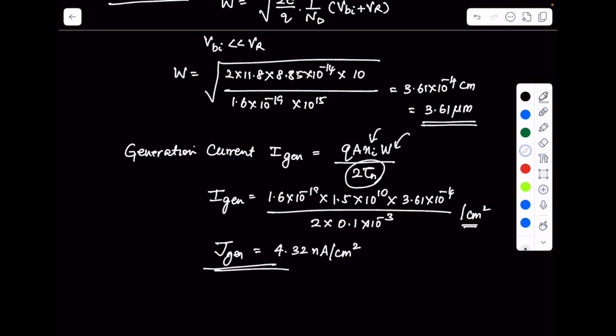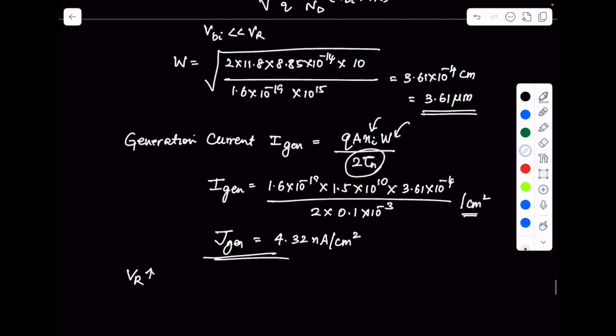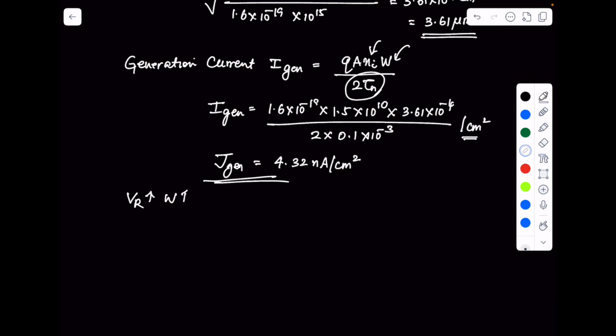And so what's going to happen as your depletion width increases, as your reverse bias increases? As your reverse bias increases, my W increases, so my Jgen increases. And how does it go? Remember that W increases roughly proportional to the square root of the applied voltage. So it's not a very sharp increase, but there is a substantial growth.